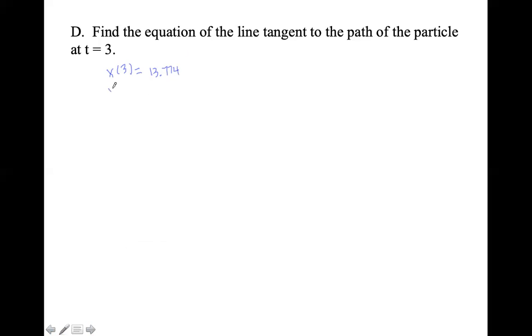And our y of 3 was 4. And we have our slope from part A, which was negative 0.212. So our equation is y minus 4 equals negative 0.212 times (x minus 13.774).